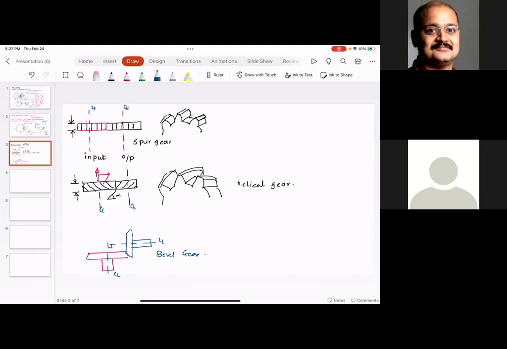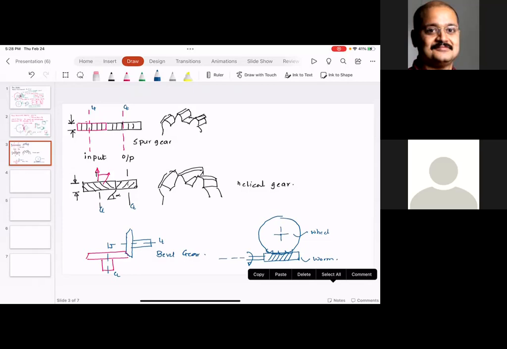What happens if the shafts' center lines are not in one plane? In that case, you use a worm gear. So basically you use a worm wheel. So this is the worm and you have the worm wheel. So this is the wheel and this is the worm. This is the shaft center line and the other center line is somewhere over here. So these two center lines are perpendicular to each other.